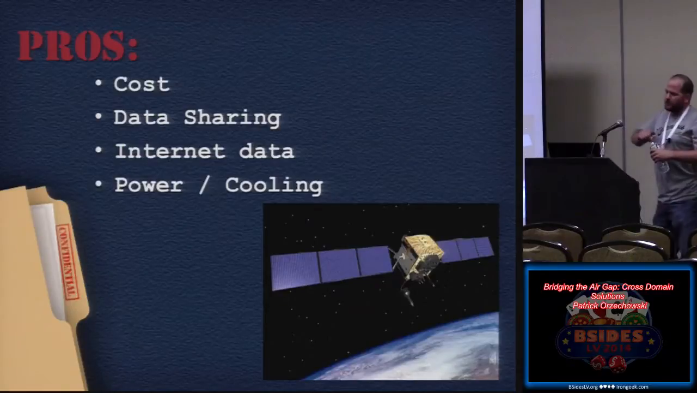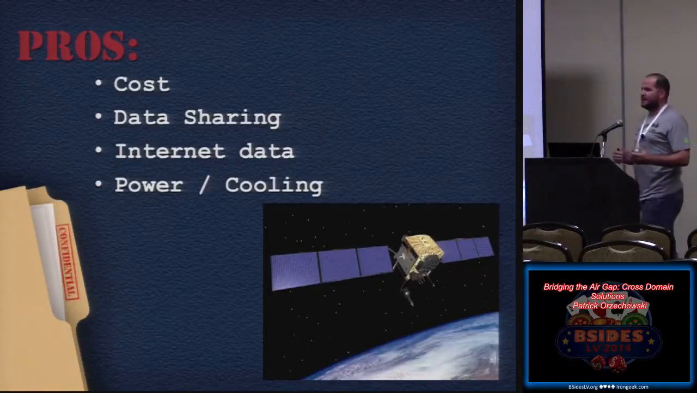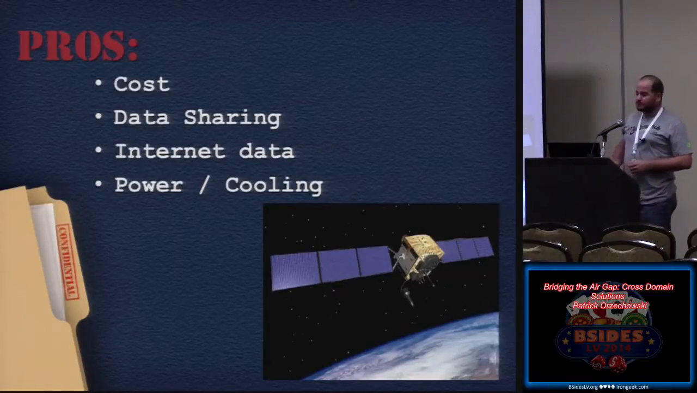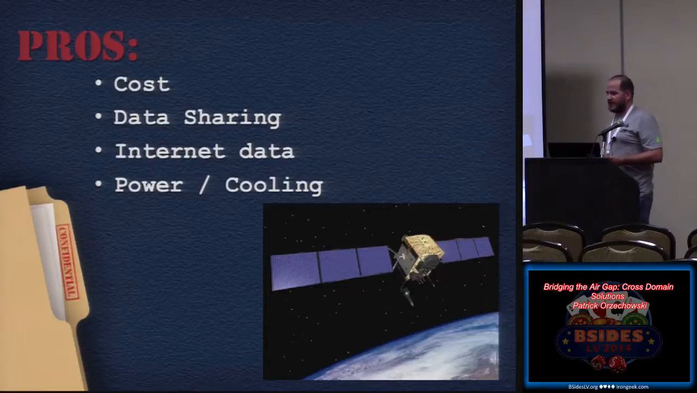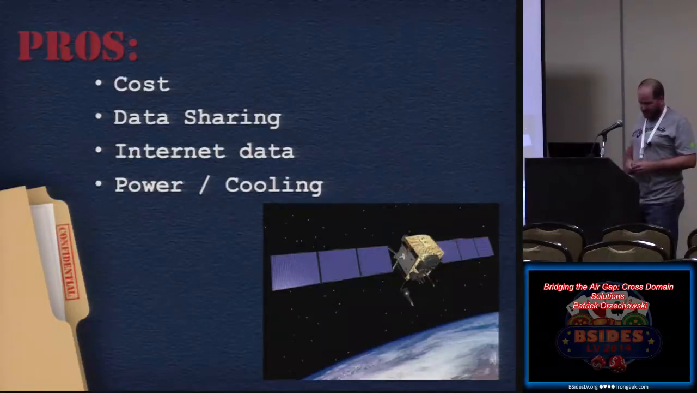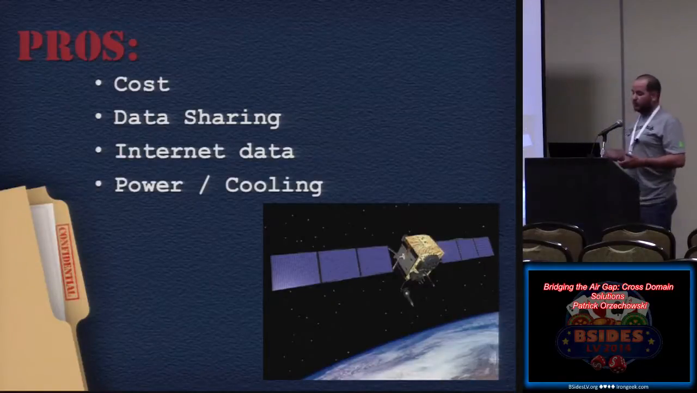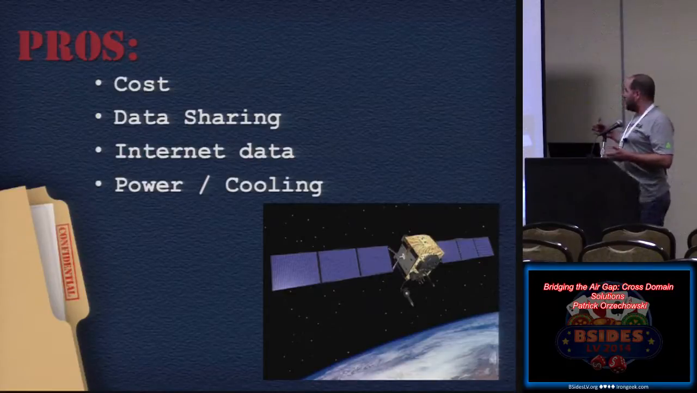So some pros. Cost, right? You don't have to pay the guy to burn CDs and transfer data between your classification domains anymore. Data sharing. You can share data between classification domains, between agencies on a quicker basis. Make it more available. Internet data. You can pull data from the internet into your classified systems without actually worrying about data reversing out.